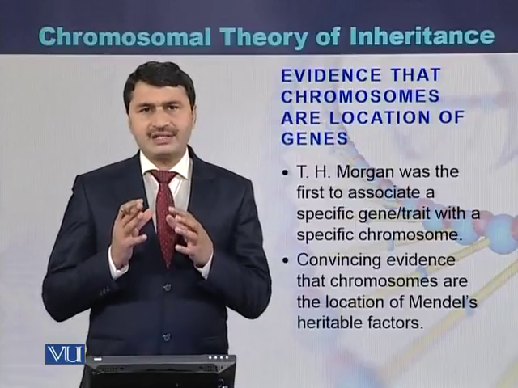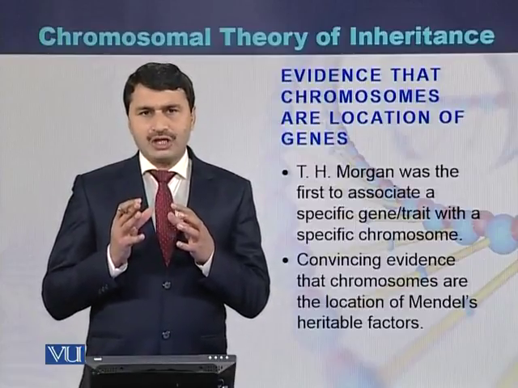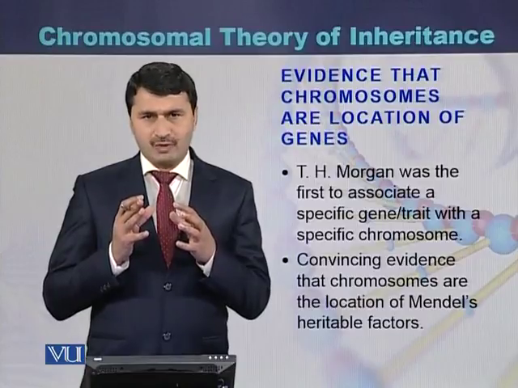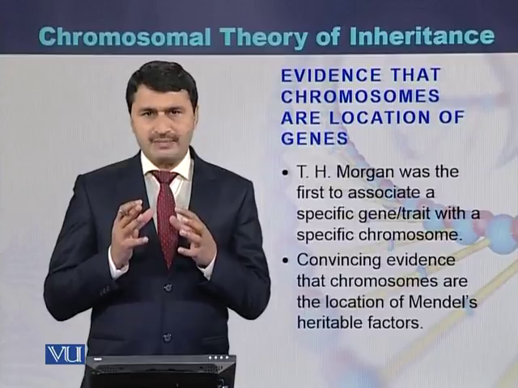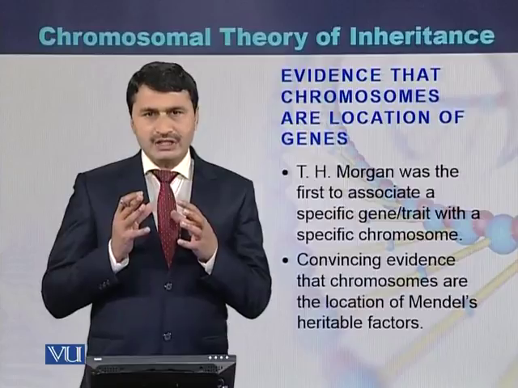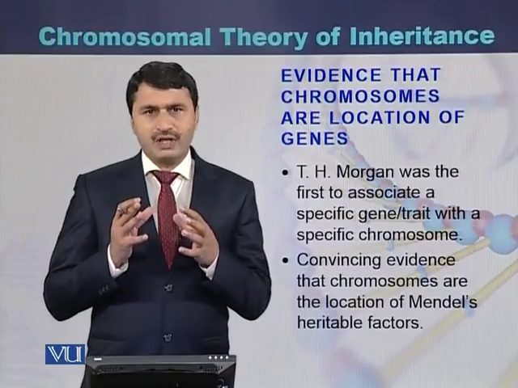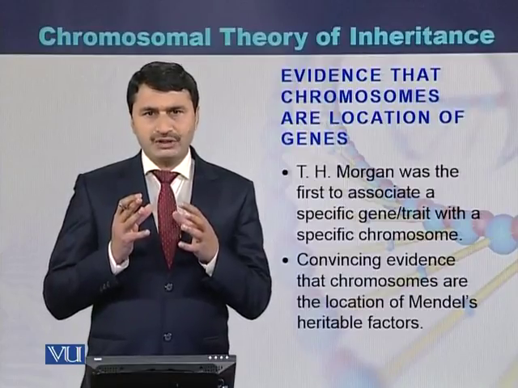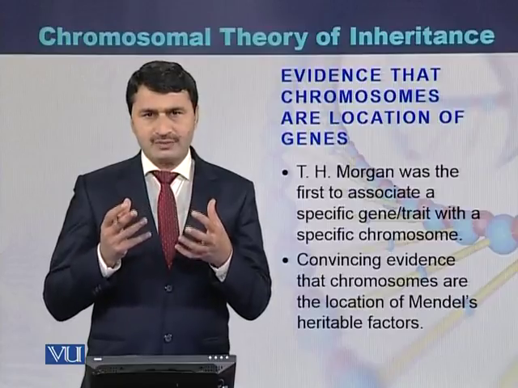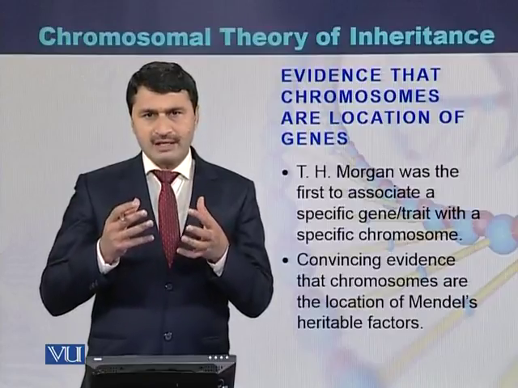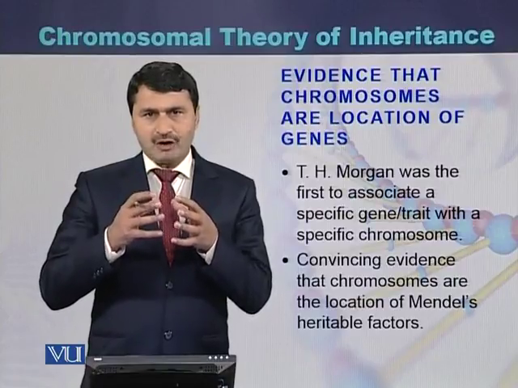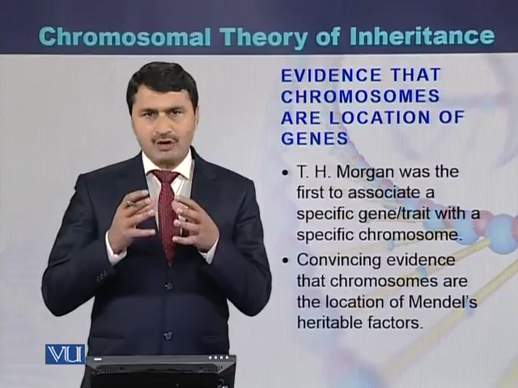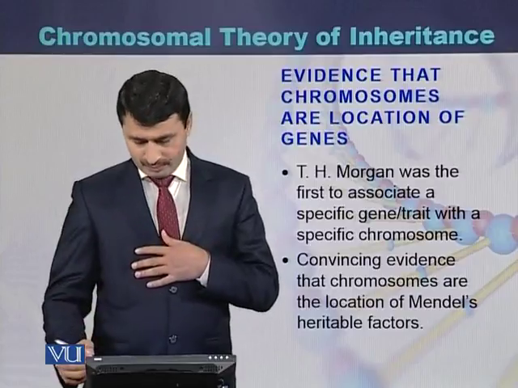The first evidence that genes are located on chromosomes was provided by T.H. Morgan. He proved with the help of experiments that the red eye color of Drosophila is linked to the sex of the Drosophila. He showed that the gene for red eye color is present on a chromosome which is now called the X chromosome.